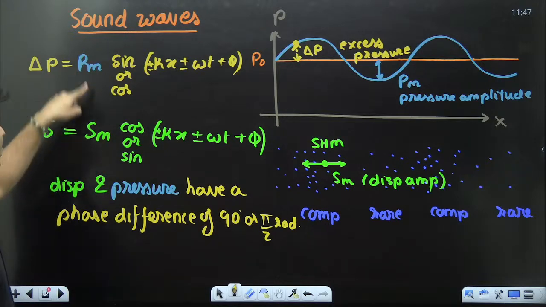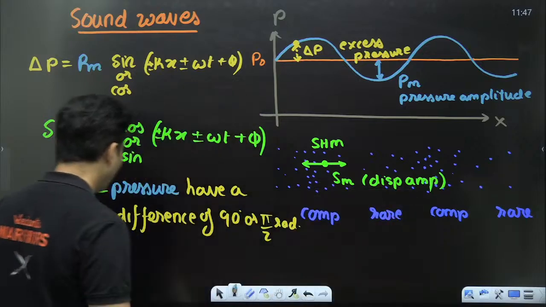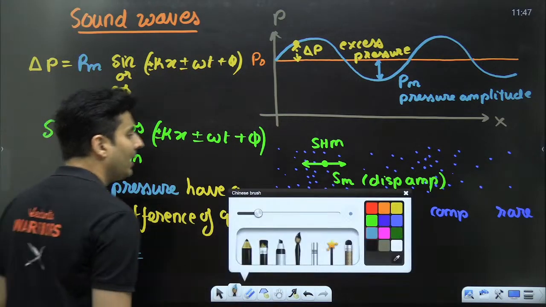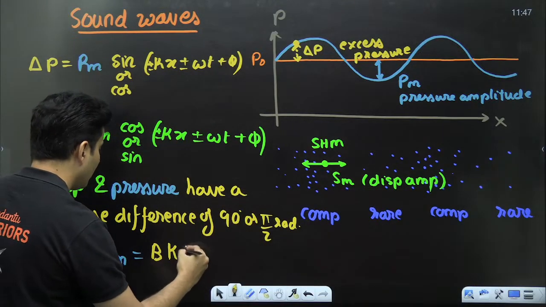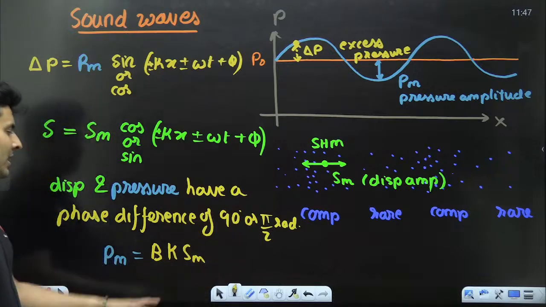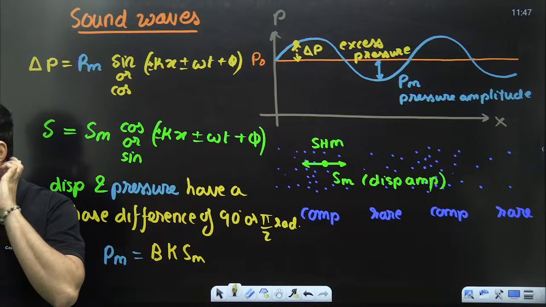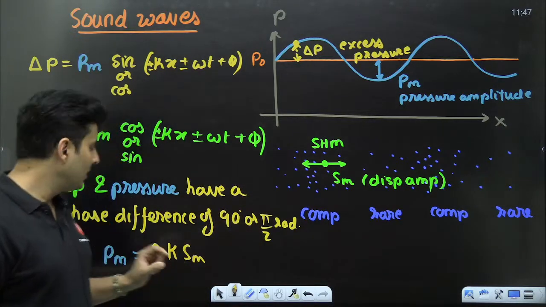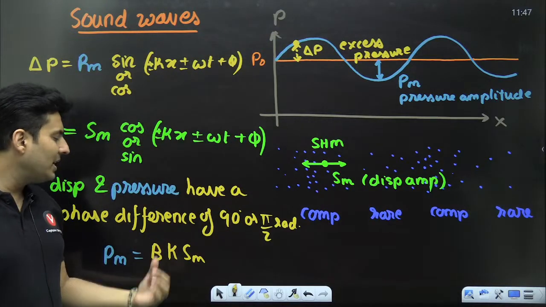If you are wondering, are these two related to each other? Yes, they are definitely related to each other. In fact, you can say that the pressure amplitude PM is nothing but B K SM. Everybody with me? PM is B K SM. Now you might be wondering, sir, SM I understand it is the maximum displacement. PM I understand it is the maximum pressure change. So what is this B and K?